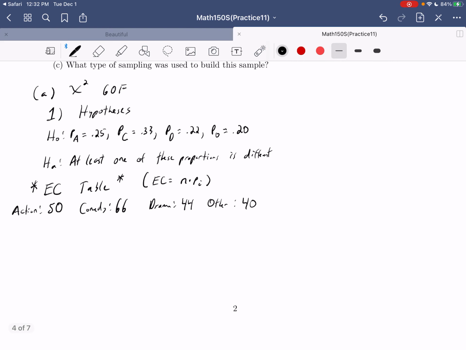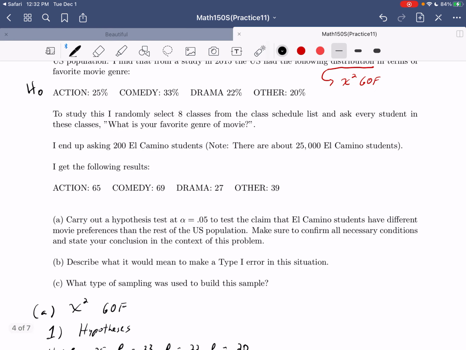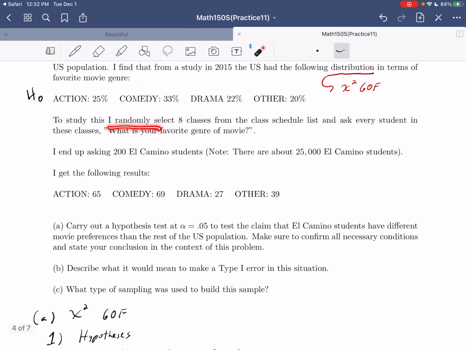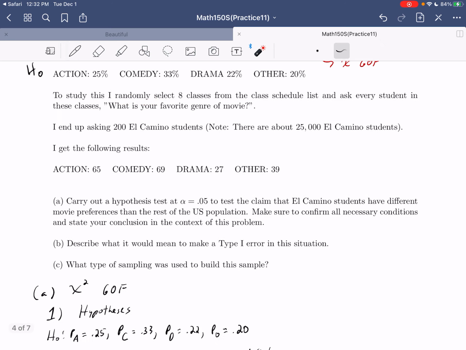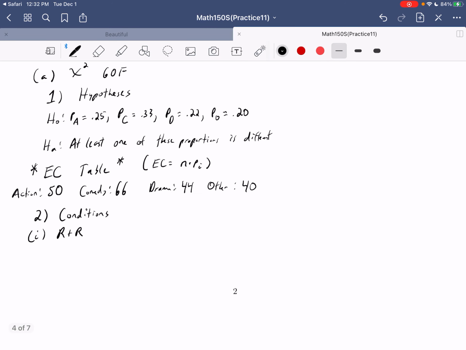All right, now we can move on to step 2, the conditions. So the first one is random and representative. It is mentioned right here that in our random selection, we actually selected 8 classes and ended up with 200 students. That might tell you that something a little strange went on when we get to part C. We'll talk about exactly what type of sampling that was. But the main idea right now is that it does say you did this randomly, so we're all good with the first condition. So this was stated.